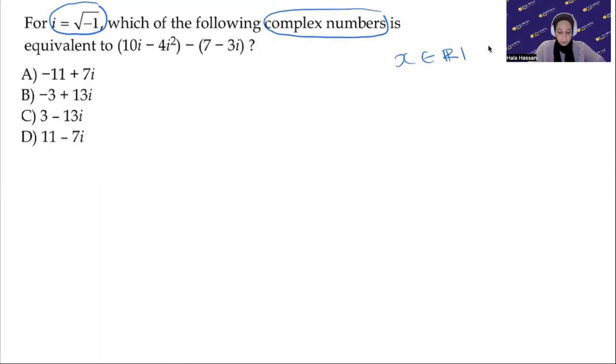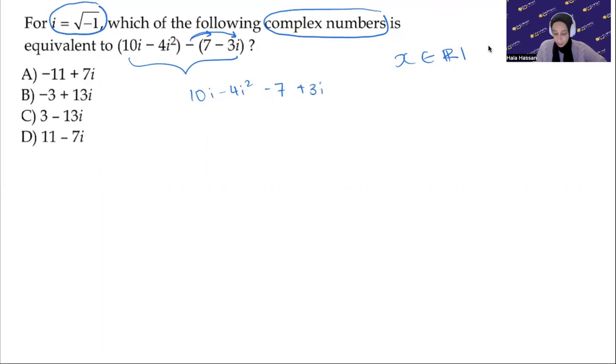So we're going to ignore the fact that we don't know complex numbers and we're going to expand this, and simplify as much as we can. If I were to rewrite this, I say 10i minus 4i squared; nothing is happening to that bracket. But in the second bracket, I need to distribute this negative to both the 7 and the -3i to simplify this expression. So I have -7 plus 3i, because negative times negative 3i.